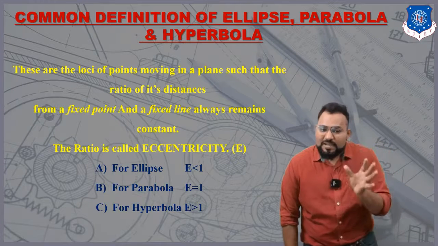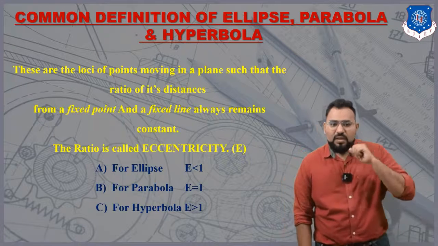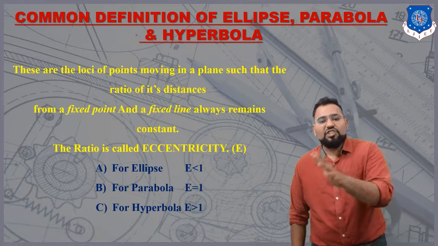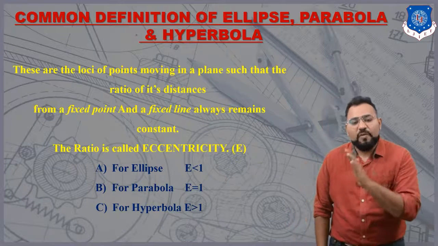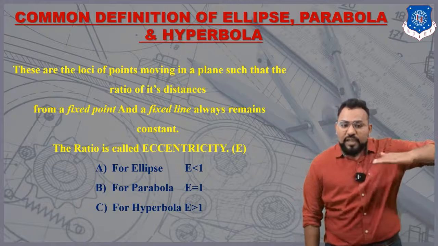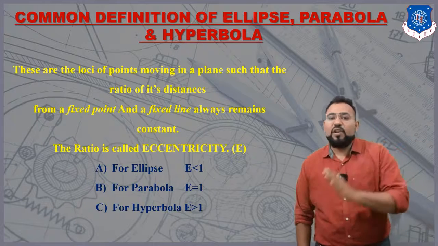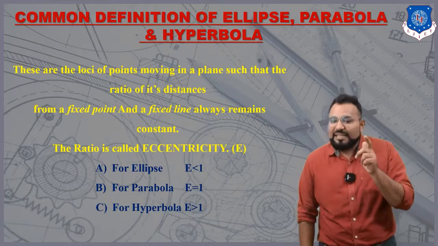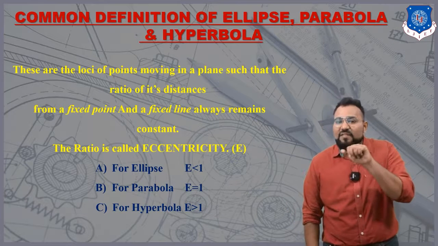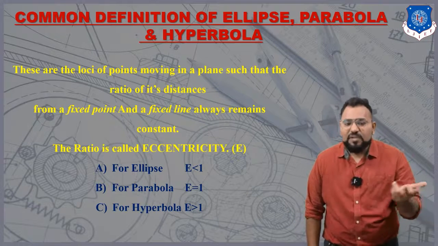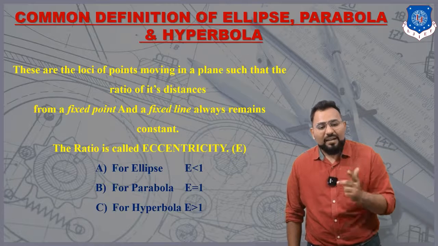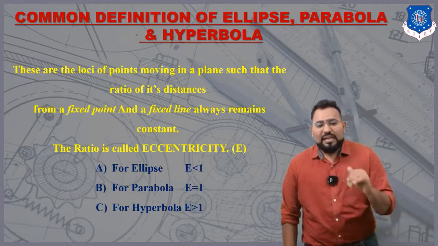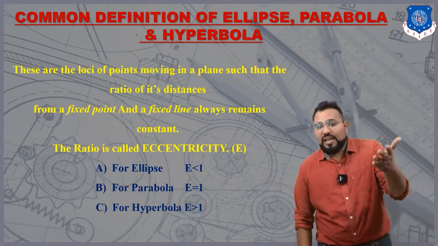So what kind of points are they? They are points moving in a plane such that the ratio of the distance from the fixed point to the distance from the fixed line always remains constant, and this ratio is known as eccentricity. If this ratio is less than 1, the curve you get is known as an ellipse. If this ratio is equal to 1, it is known as a parabola. If this ratio is greater than 1, that curve is known as a hyperbola.